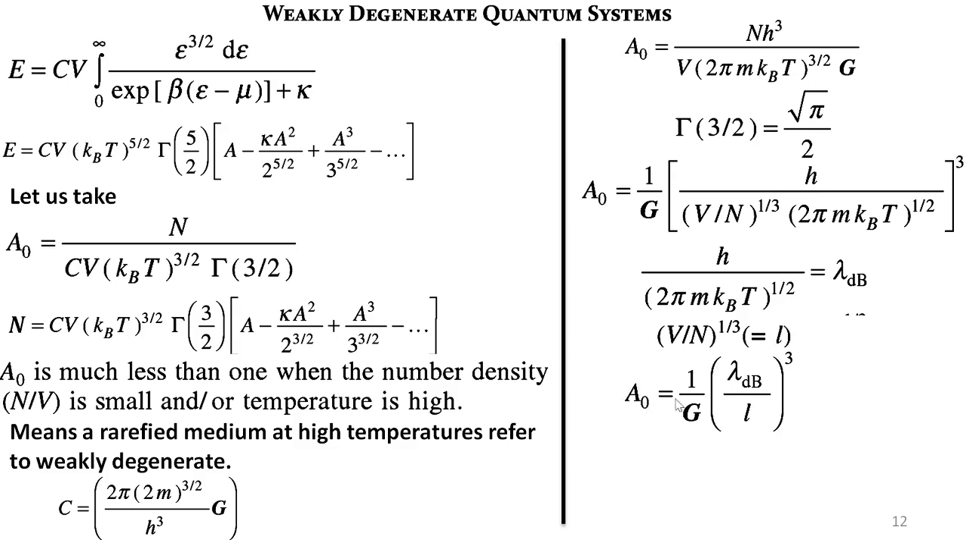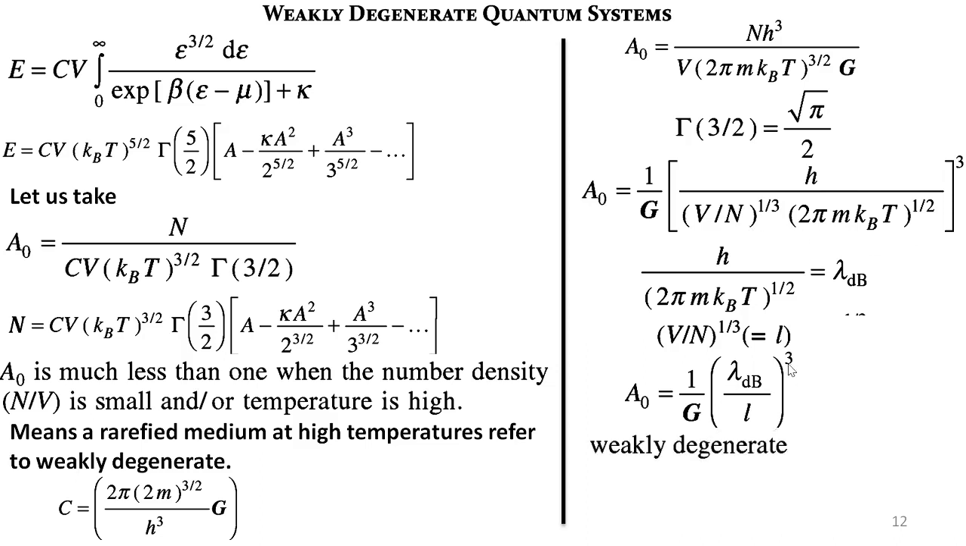So therefore A naught can be written from this lengthy expression into a very simplified expression, and this expression is very crucial and very important to interpret further the meaning of A naught. So A naught is equal to 1 over g, exactly this, lambda de Broglie divided by L. So this is nothing but lambda de Broglie, this is L in the denominator, whole cube.